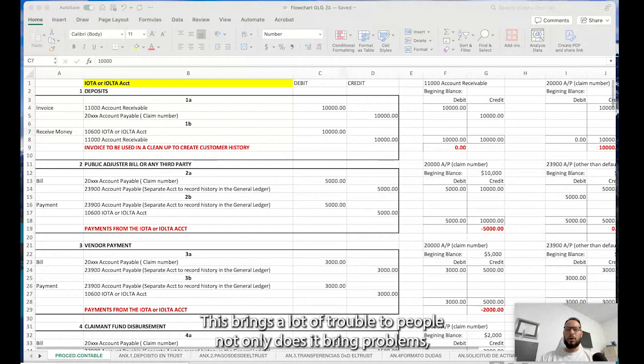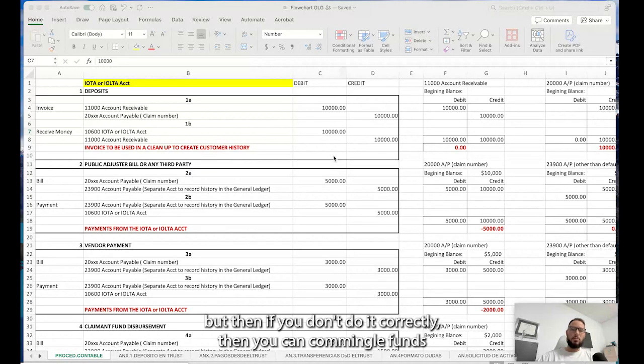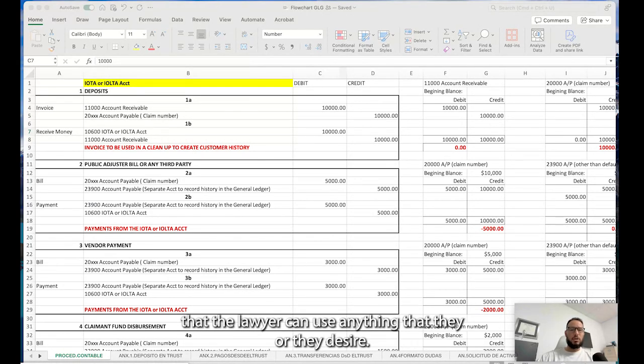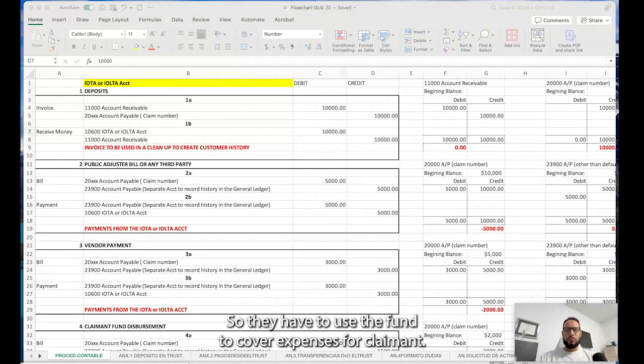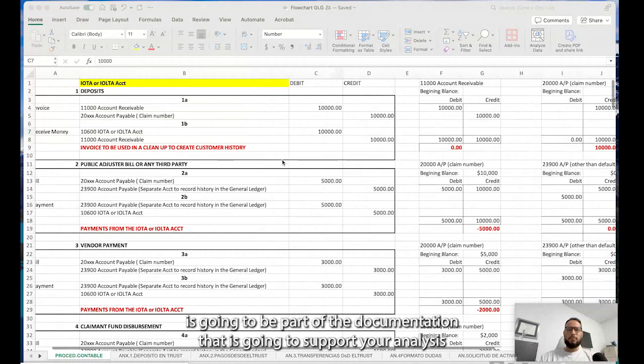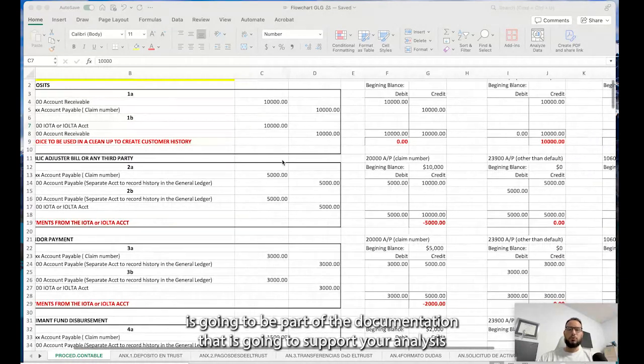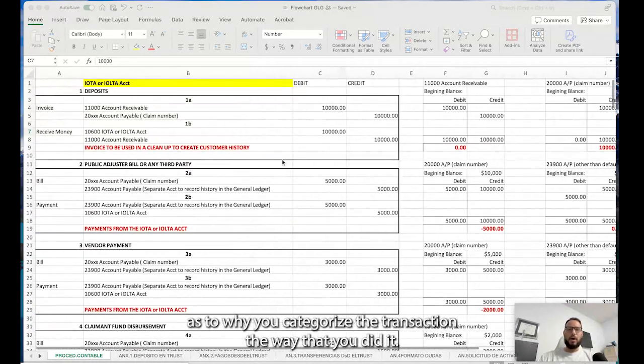Not only does it bring problems, but if you don't do it correctly, you can commingle funds from the trust account and the operating account without even realizing. Any money that comes into the trust account is not operating money that the lawyer can use for anything they desire. They have to use the funds to cover expenses for the claimant. Therefore, when we create this, it is going to be part of the documentation that supports your analysis as to why you categorized the transaction the way that you did.